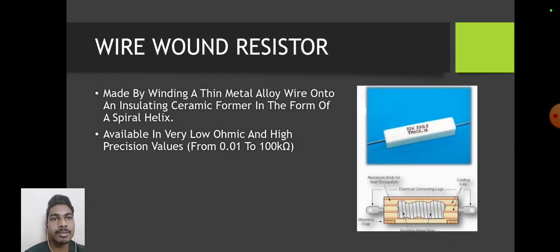And next one is wire bond resistor, made by winding a thin metal alloy wire onto an insulating ceramic former in the form of a spiral helix. It is available in very low ohmic and high precision values from 0.01 ohm to 100 kilo ohms. So this is wire bond resistor.